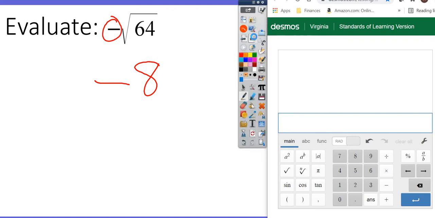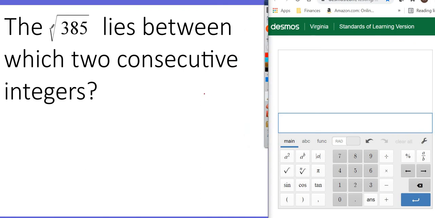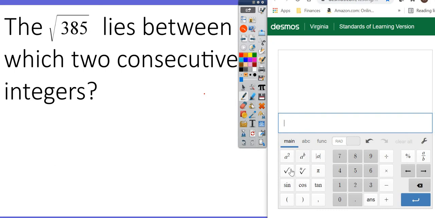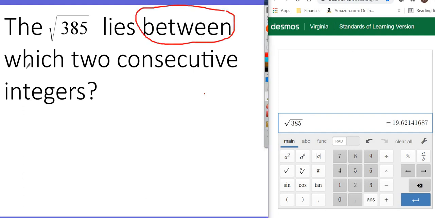Now let's see what's next. All right, here we go. It says the square root of 385. You know what? I'm going to just put that in my calculator. I know it's going to go there, so let's just get it in. 385. Now let's read the rest. The square root of 385 lies between which two consecutive integers?